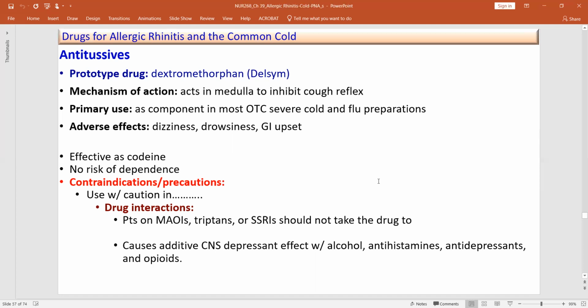For drug interactions, patients taking MAO inhibitors, triptans for migraine, or SSRIs should not take the drug, due to the risk of serotonin syndrome. Serotonin syndrome, or crisis, is when the patient will have a change in blood pressure and confusion. These are some of the signs and symptoms.